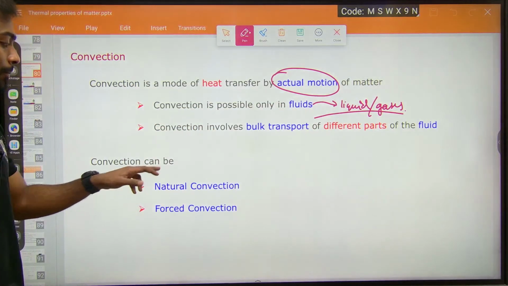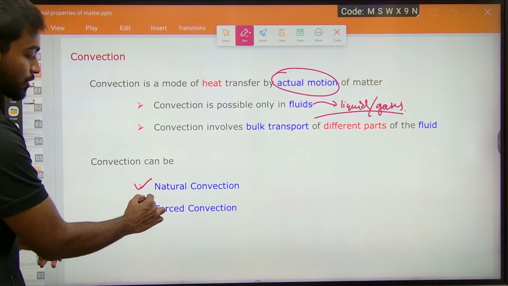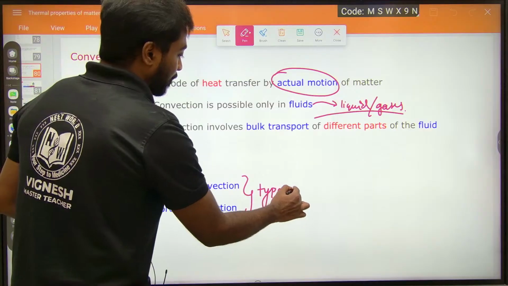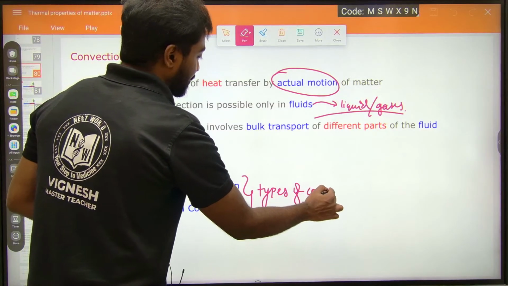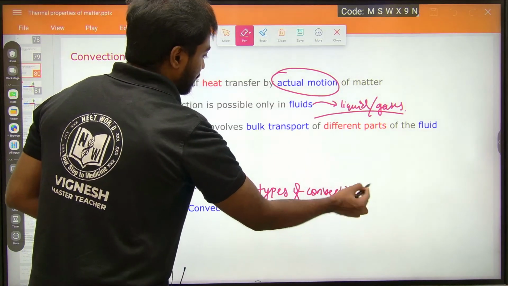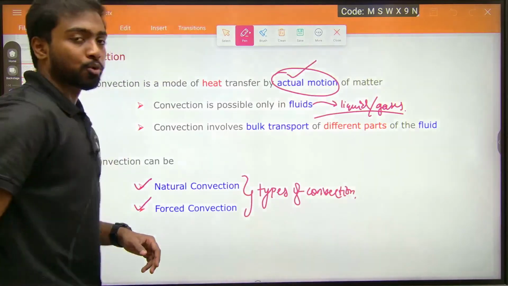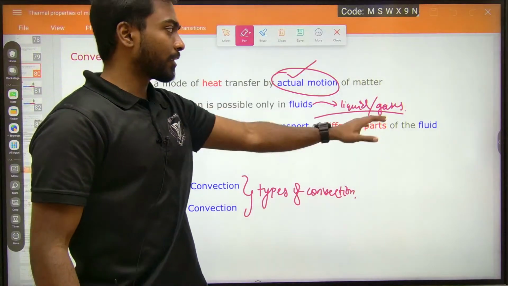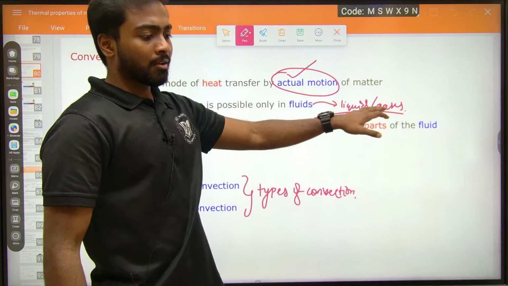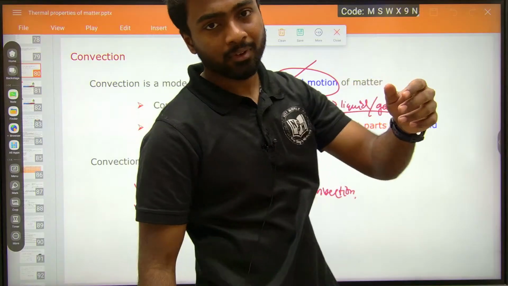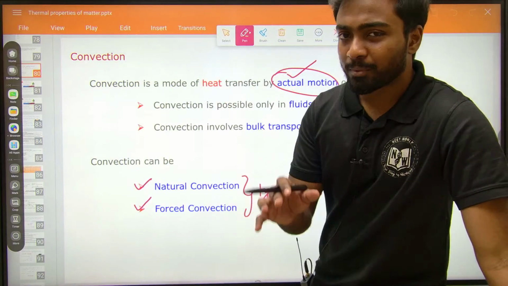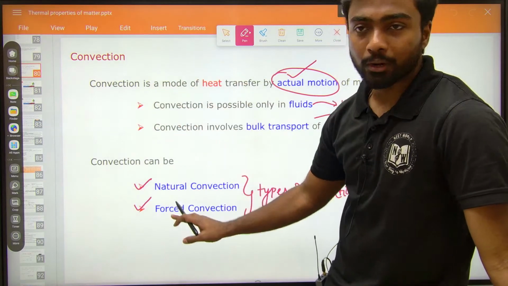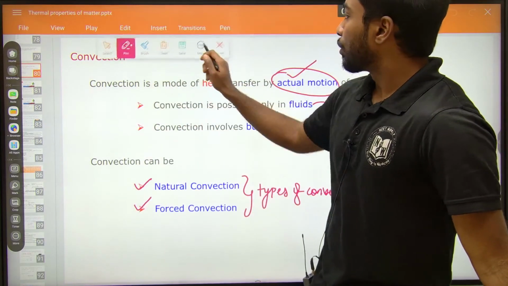Convection can be natural convection or forced convection, two types of convection. The main important point is that it's actual motion of the particles or matter, and it's applicable in liquids and gases. Even when we talk about a solid, yes, we can say, but especially we are talking about liquid and gas particles, that is the fluid parts.